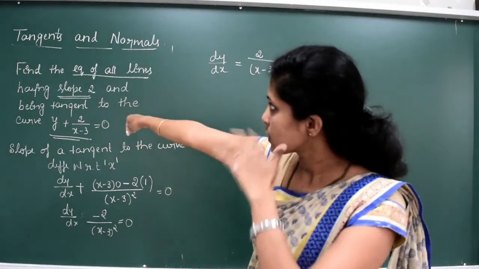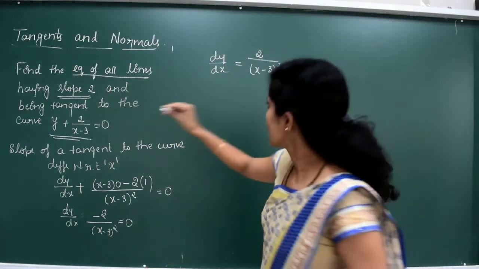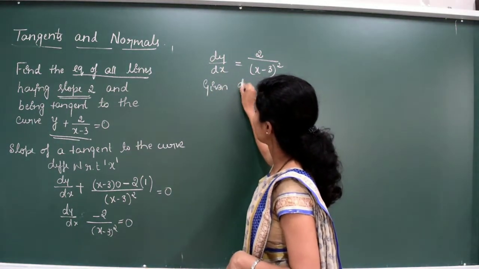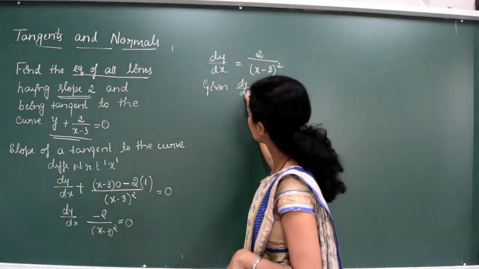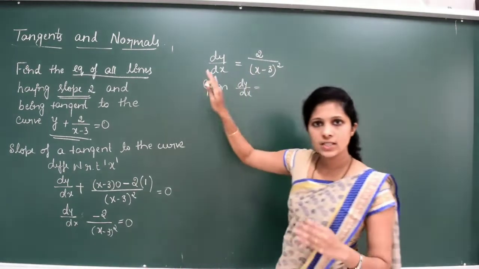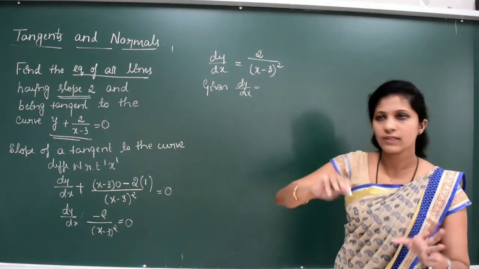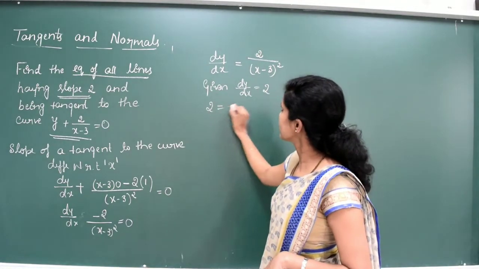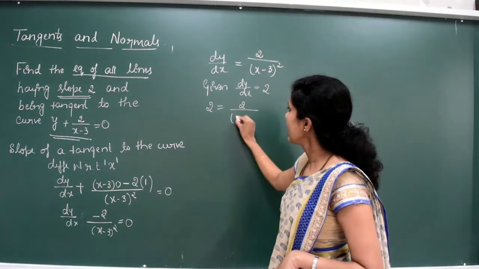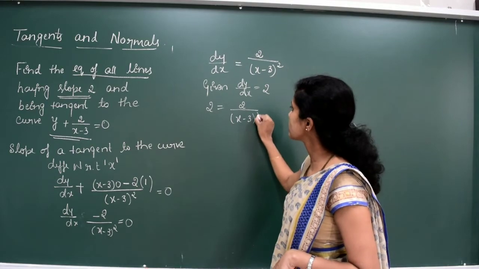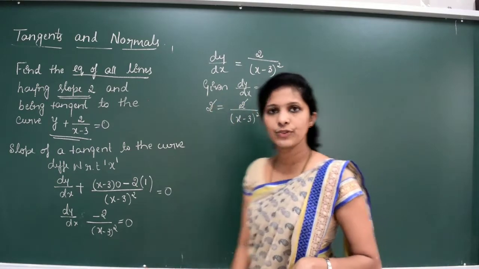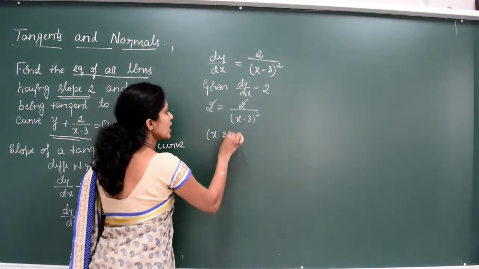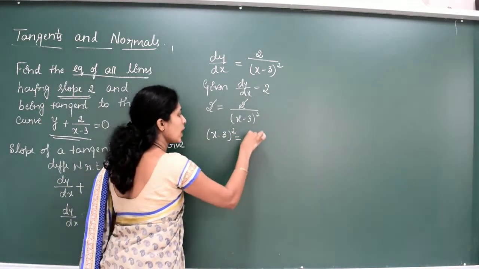What is given? Slope is given. It is 2. So here, given dy by dx, I mean the slope of a tangent line to the curve. You have to write, given that the slope of the tangent line to the curve is 2. So I will substitute here. So this is now 2 is equal to 2 divided by x minus 3 whole square. So here 2 and 2 will get cancelled. What is the value here? X minus 3 whole square is equal to 1.